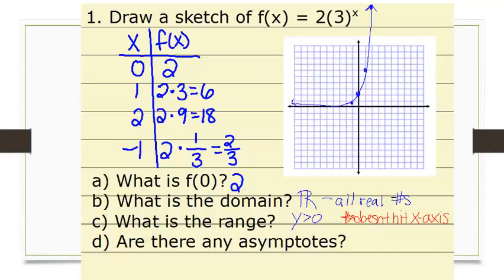So then asymptotes. So you've probably heard about asymptotes in Algebra 2. An asymptote is a line that the graph approaches but never actually touches. So for an exponential, that's going to be the x-axis, which is the same as saying the line y equaling 0. So y equaling 0 is the equation of the x-axis. So exponentials get really, really, really close to 0, but they never actually touch the x-axis. They never actually equal 0.